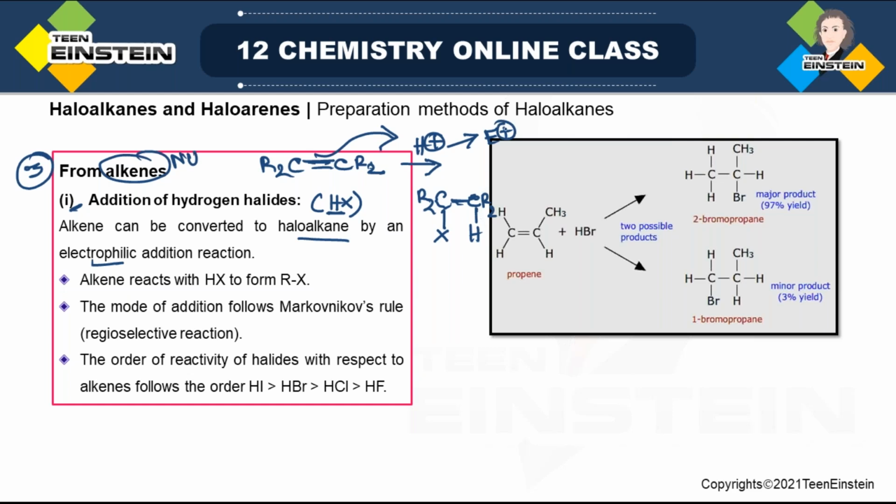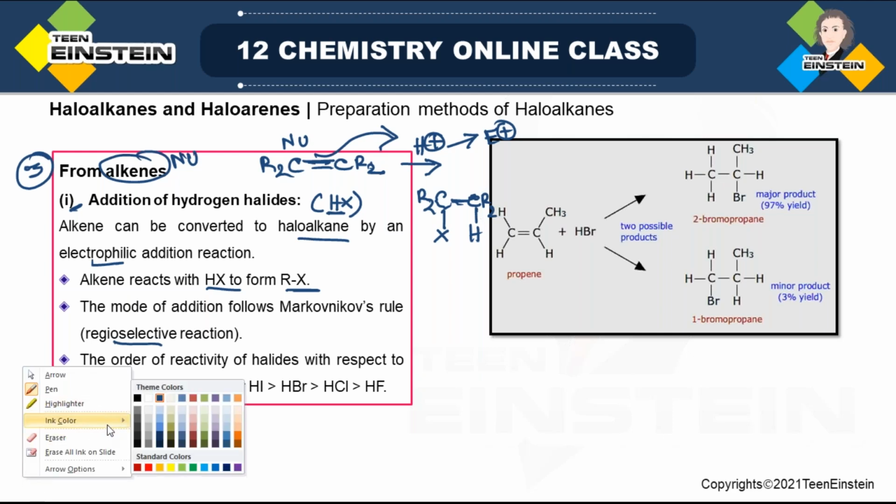Electrophile, how do we write it? E+. And alkene is basically the nucleophile. As the reagent is electrophilic in nature, that is why the name is electrophilic addition reaction. Fine. Alkene reacts with HX to form RX. The mode of addition follows Markovnikov rule, and this rule will help you understand the regioselectivity. Now what is regioselectivity? See here, the alkene example I have just shown, R2C=CR2.